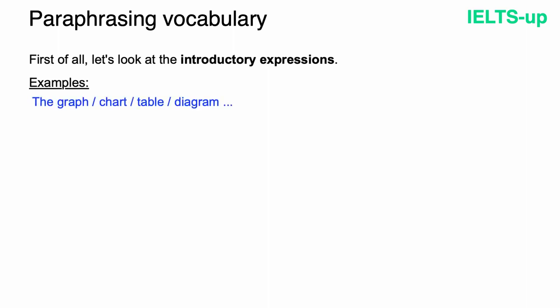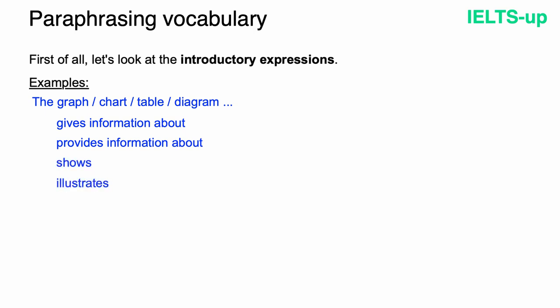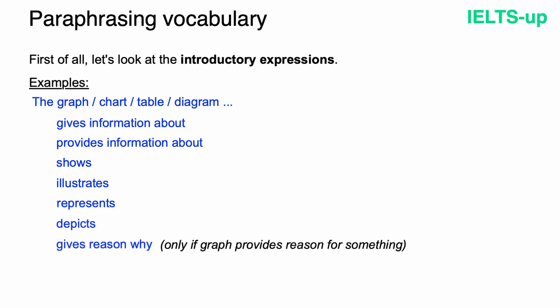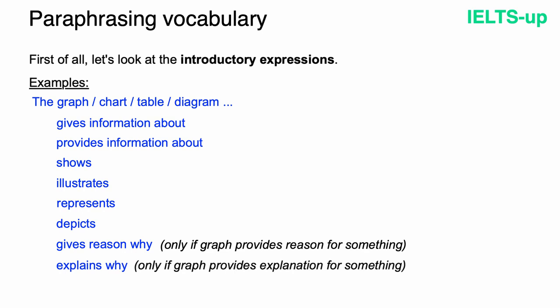The graph, chart, table, or diagram gives information about, provides information about, shows, illustrates, represents, depicts, gives reason why, only if the graph provides a reason for something, explains why, only if your graph provides an explanation for something, compares, only if several items are compared.